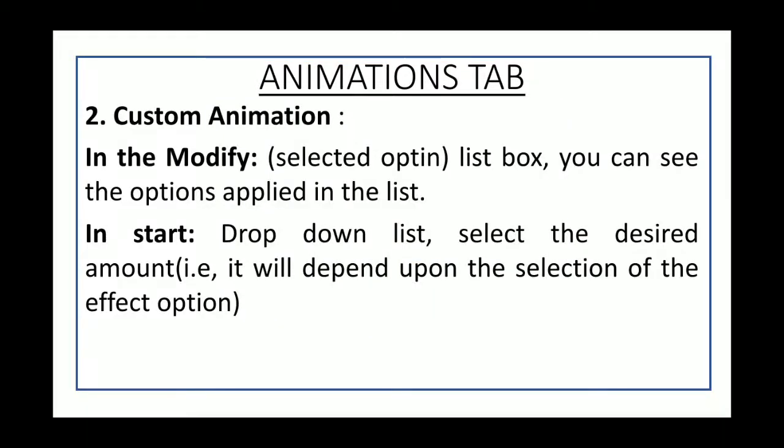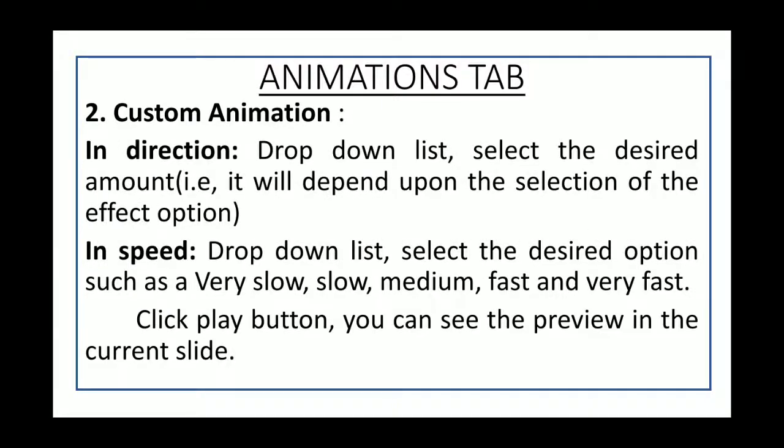And in custom animation, in the modify, like a list box, you can see the options applied in the list. Modify is there, and in custom animation there will be start. In start there will be a drop down list, and you can select the desired option there. It will depend on the selection of the effect option. In start it has to do auto, on click, or like that, you can set here.